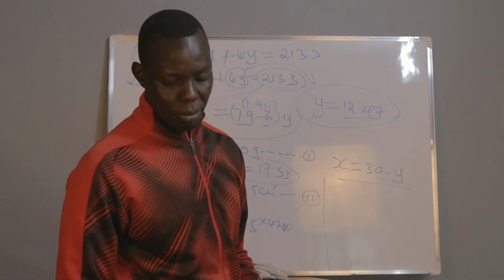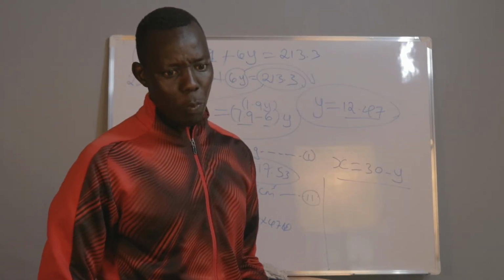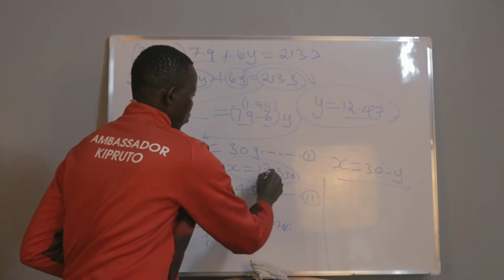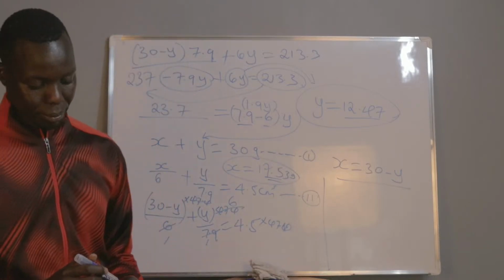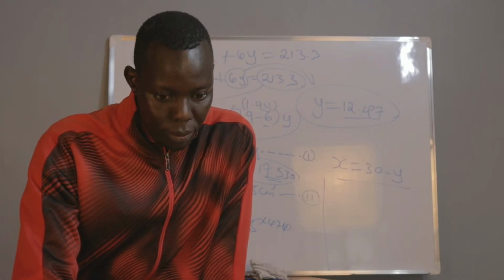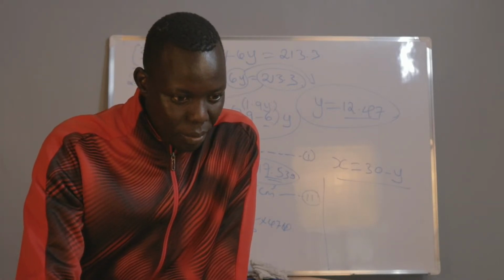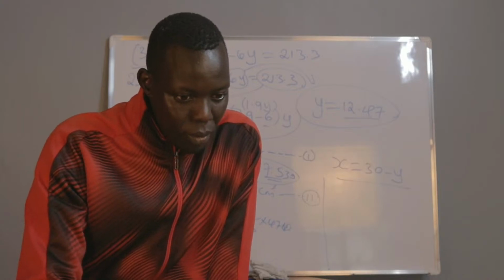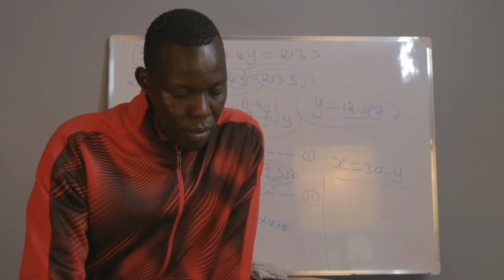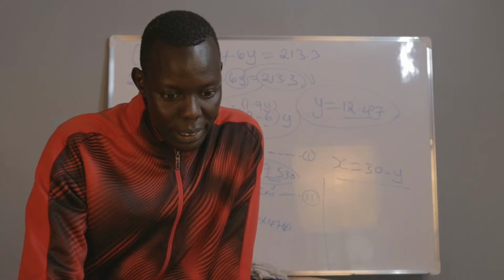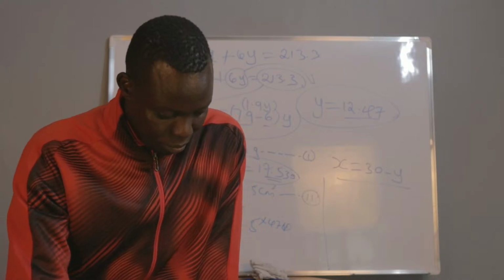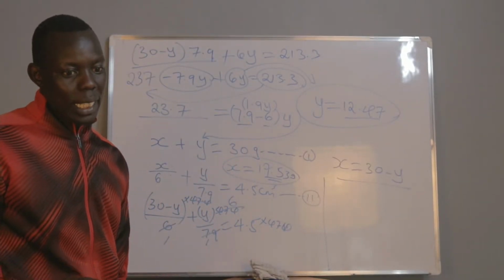The question asked: determine the mass of metal X. 17.53 grams. Is that right? Yes. Okay, thank you. I want us to go to 13. Question 9. Sorry, 29 first.